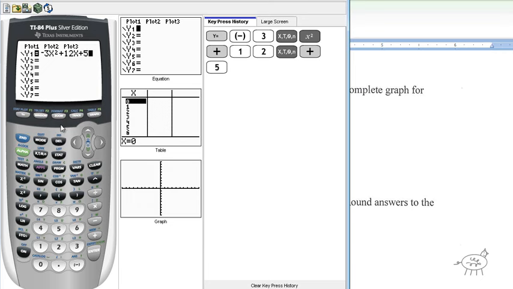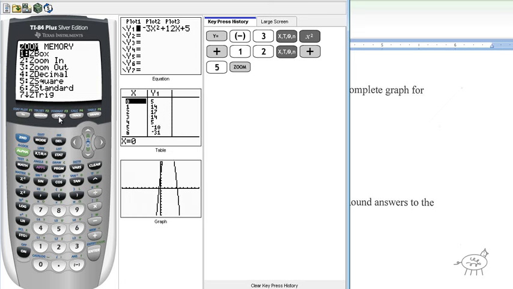For example, if I hit zoom standard, that's actually a nice zoom. It pretty much gets everything in. If you have an error because it says out of range, zoom standard brings the window into the correct place. It's not necessarily going to give you a good graph, but here's what my graph looks like. A couple of things you can do, you can zoom out.